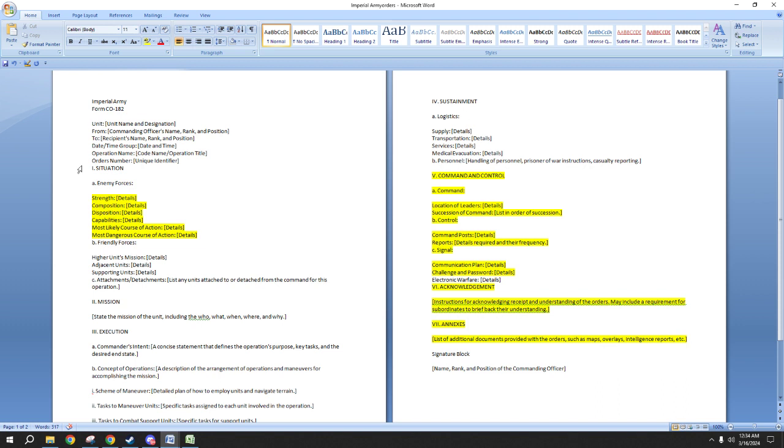So, first of all, the unit. That's the unit you're giving the orders to. Is it the first fleet, the second armored division, the third platoon, whatever? From: that's you, you who are issuing the order. You being not you the person, but you the character: your character's name, rank, and position. To: the commander of the unit that you want to move. What's his character's name, rank, and position?